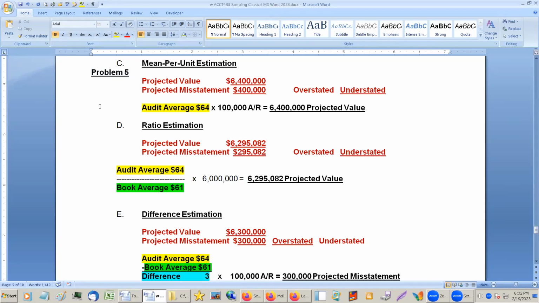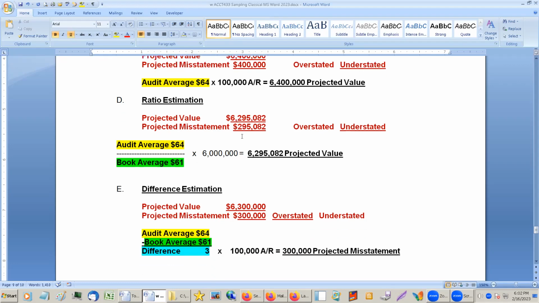All right, so I think the mean per unit should have been 6,400,000. Direct misstatement. It's understated by 400,000. Ratio estimation. Your rounding might have been a little different. It should be close to this though. I'm not sure what my rounding was on that. But 295,000 projected misstatement. Predicted value is 6,295,000. And then difference estimation was 300,000.